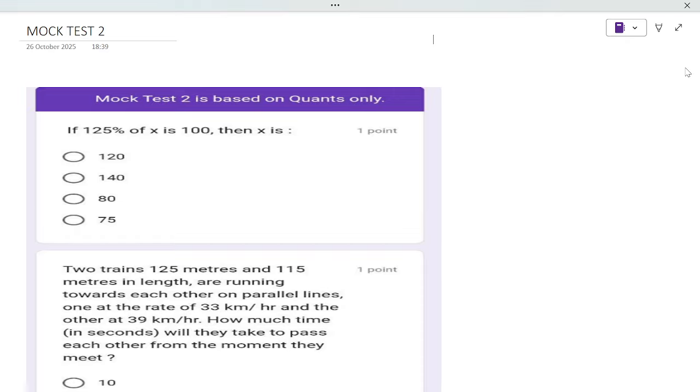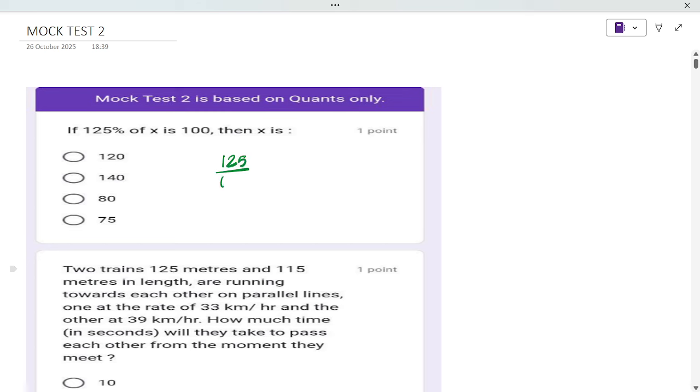The first question is from simplification. Here 125% of x is 100. We can right away say that this is 80, because 125% in terms of fraction is 5 by 4, right?